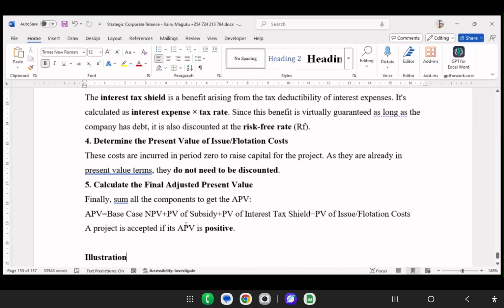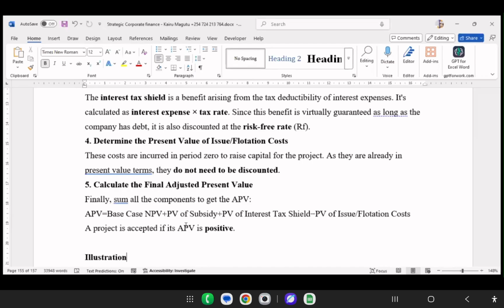Number four, determine the present value of the issue or flotation cost. We know that the flotation cost is incurred when you are undertaking the project, at year zero. So it is already in its present value and therefore no discounting is needed. Once you have determined that, we calculate the final adjusted NPV, and we say that APV is equal to the base case NPV plus present value of the subsidy plus present value of interest tax shield minus present value of flotation cost, because it is a cost.